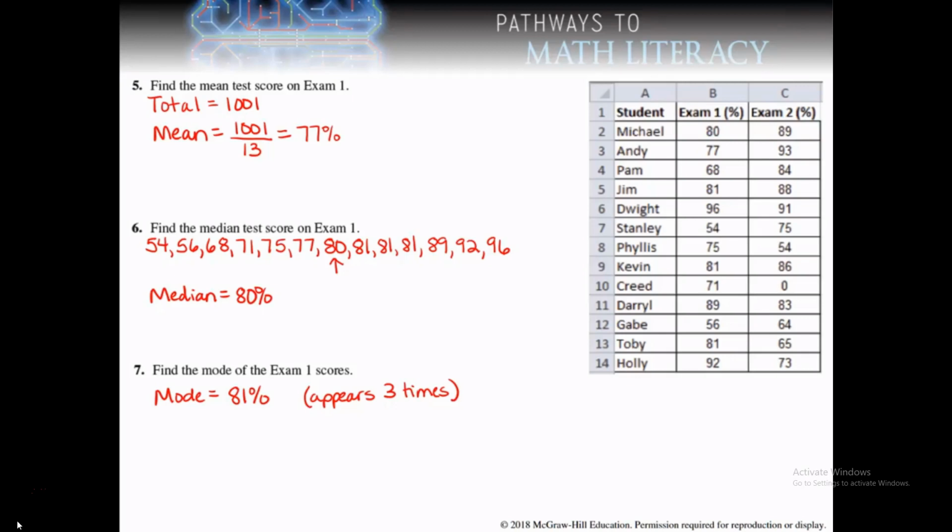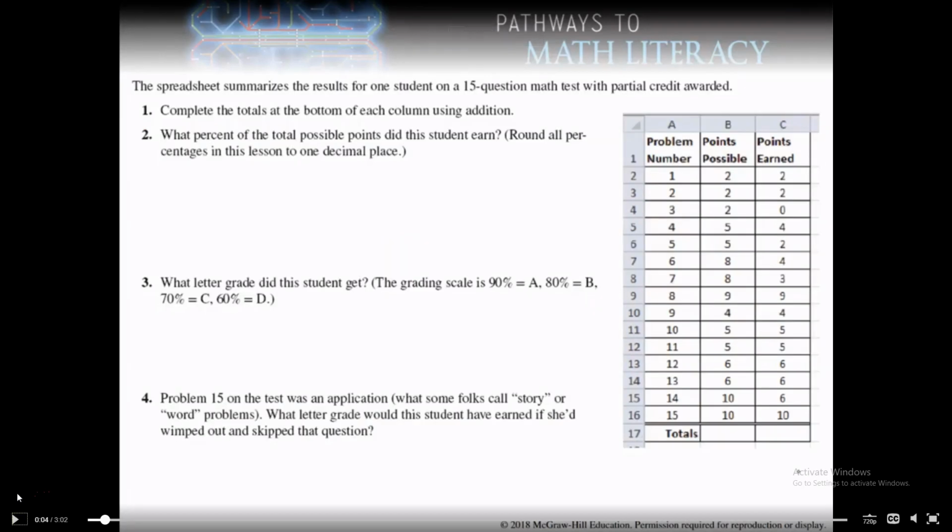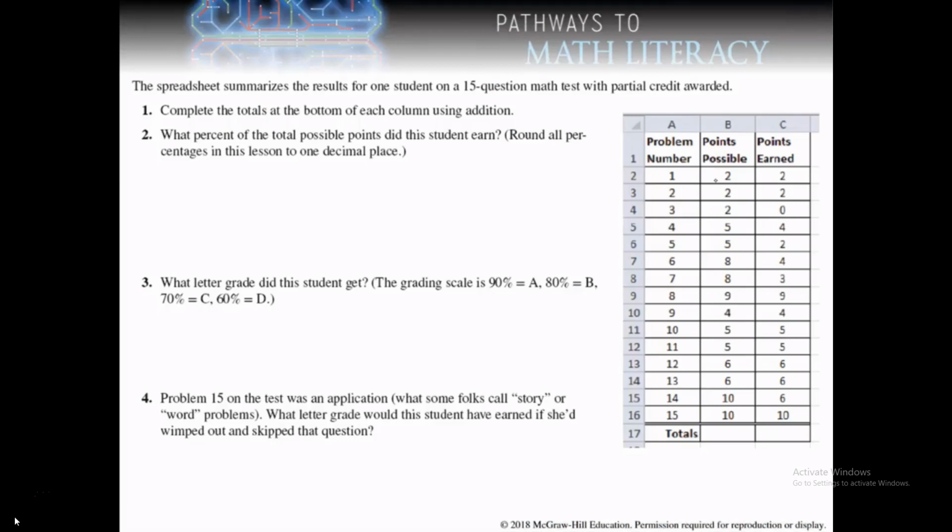Here we're given a spreadsheet with the points possible for each problem on an exam and then the points that a student actually earned. In number 1, we're asked to complete the totals at the bottom of each column. So adding up all of the points possible, it looks like there were 87 points possible on this exam. And then adding up all of the points this student earned, a total of 68 points.